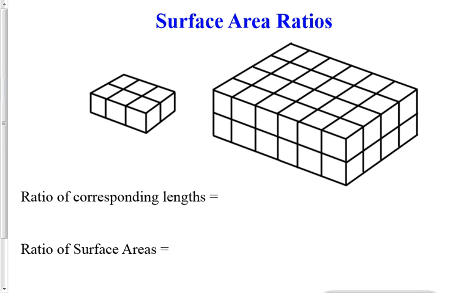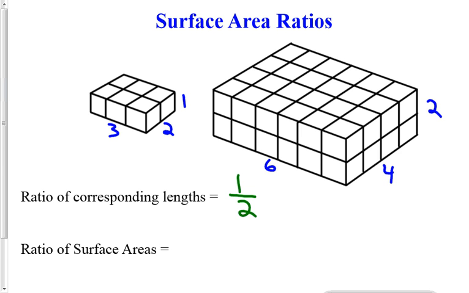So we have two rectangular solids here. Lengths, so let's see, this is 3, 2, and 1. And 6, 4, and 2. Ratio of the corresponding lengths is 1/2. All right, now we have to find the ratio of the surface areas.